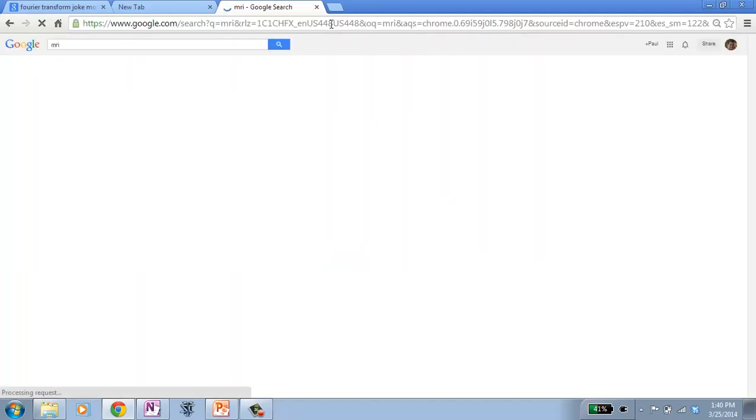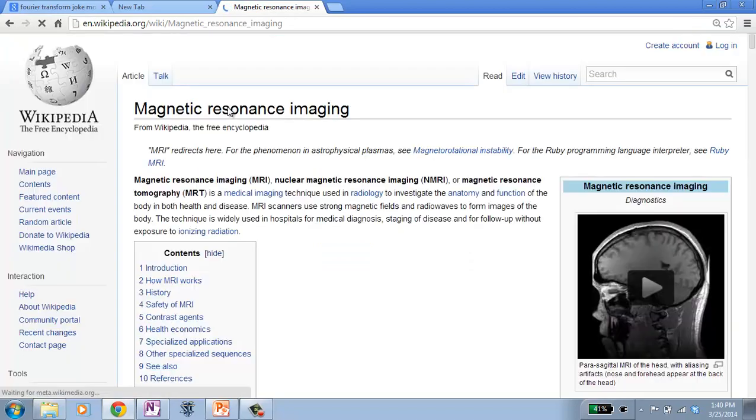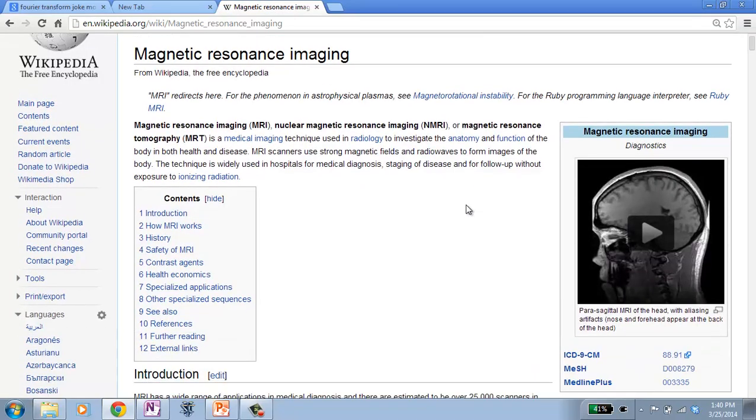Let's see if we can get the Wikipedia page for MRI here. Okay, so MRI is magnetic resonance imaging. It's a way of taking images, often of a human body, but it could be all sorts of things. 3-dimensional images, and we're going to look at sort of a 2-dimensional representation of a 3-dimensional image. Here's an example. Someone's head is scanned in an MRI machine.